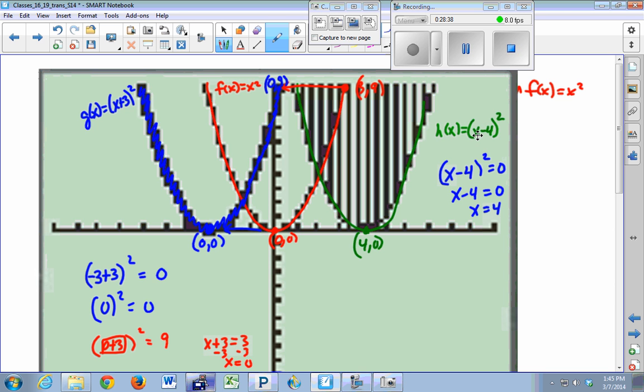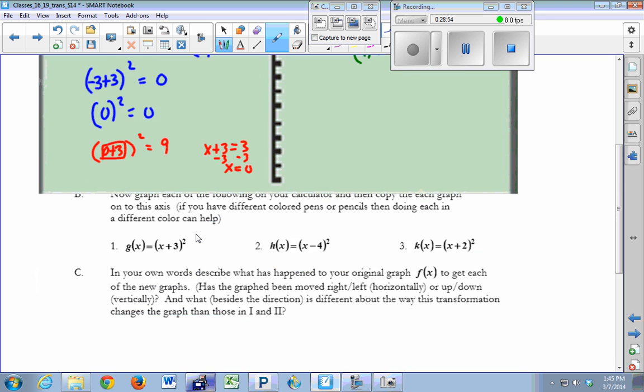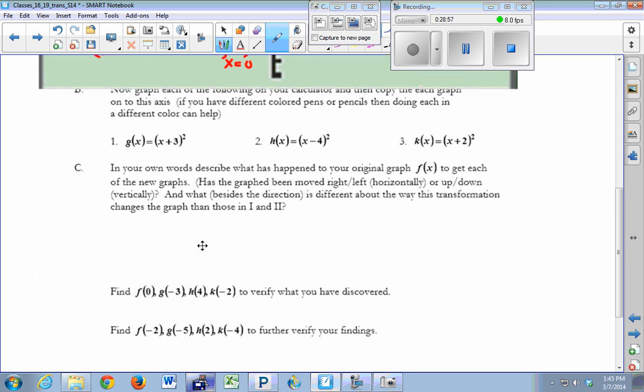Here, our input has to be 4 units bigger than it was originally to get us right back to the same y value. And with our blue function, 3 is being added to x, so all of our x values have to be 3 units smaller. Okay, so it's a little different than what you might expect intuitively. We're now moving horizontally, right and left. We're not moving vertically up and down.